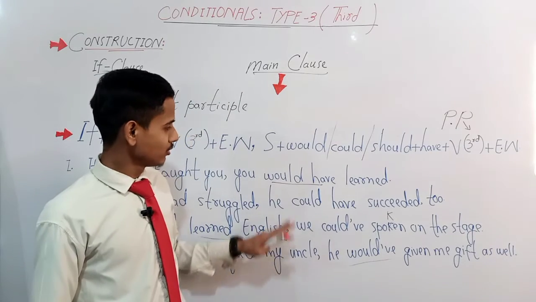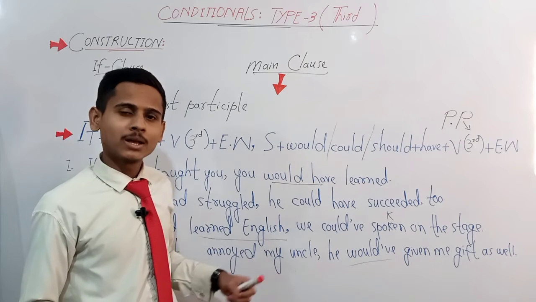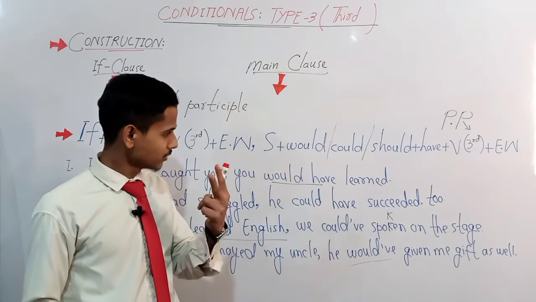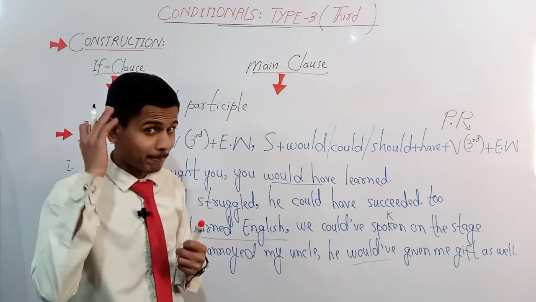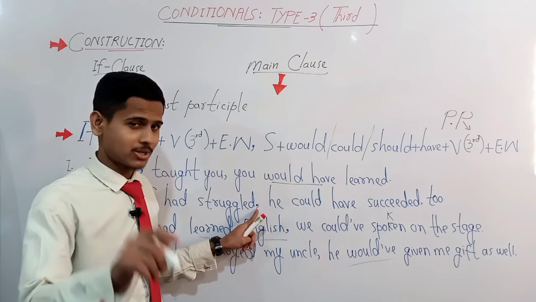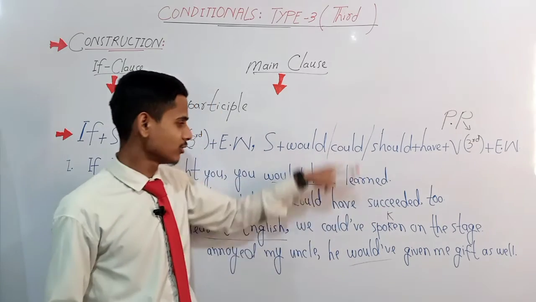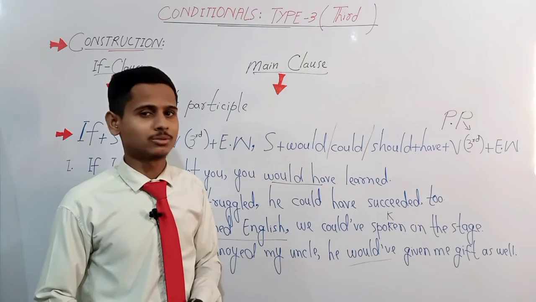So here we have looked at 4 example sentences. Each one of them has 2 clauses. Remember to put a comma if the if clause comes first, and if the if clause comes second and the main clause comes first, then you have to put no comma.